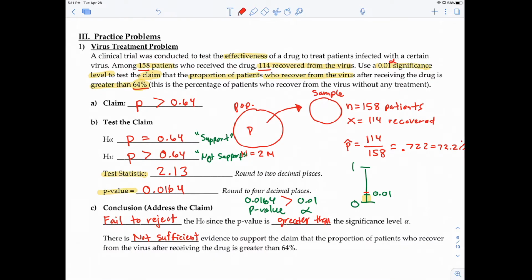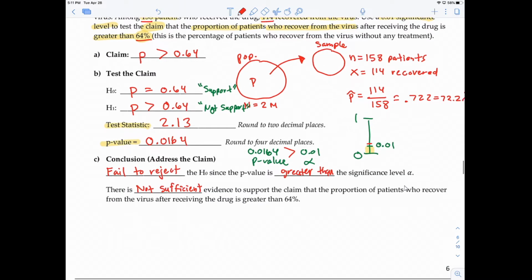I'm going to take you back to the problem in section 8-2 about the virus treatment. I want to look at how we get these two values when we use 1-PropZTest. How do we get these two values? Let's take a look at the test statistic first.